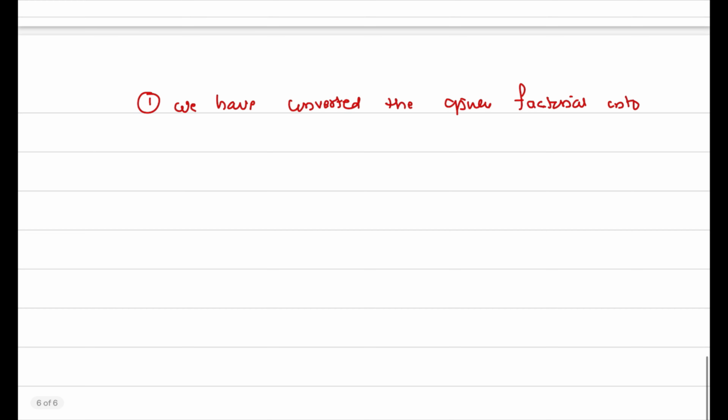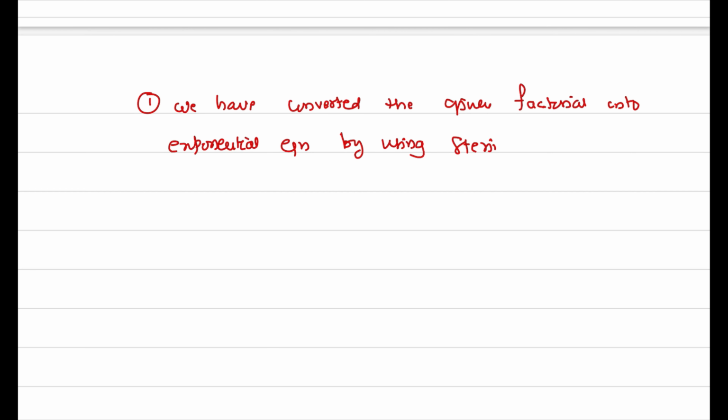First step, we have converted the given factorial into exponential equation by using Stirling's formula. It's an approximation. What does Stirling's formula say?